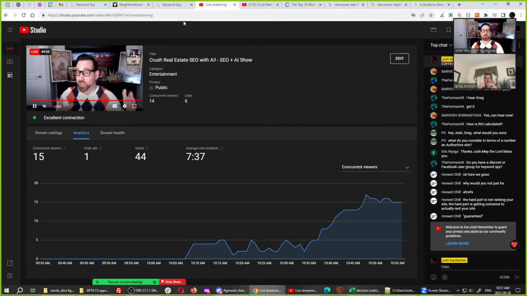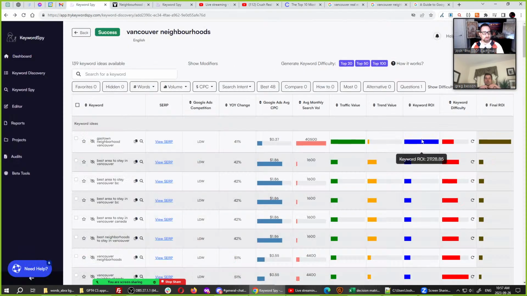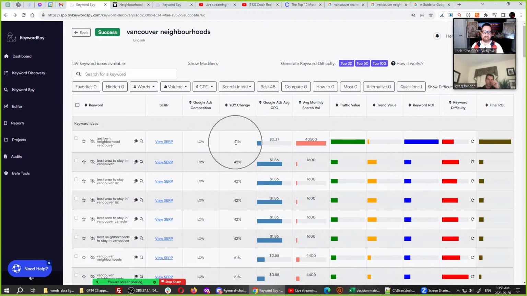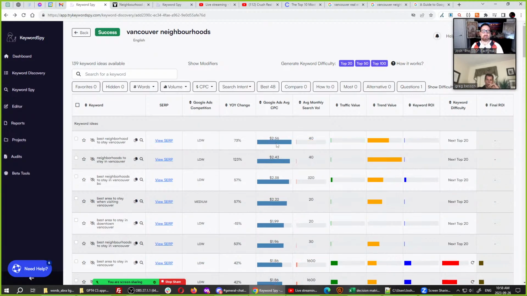The Furman asks, how is ROI calculated? Great question. So keyword ROI is calculated like this. It's monthly searches and/or the traffic, multiplied by the money, the average CPC, multiplied by the year over year change. So if it's hot here and hot here and hot here, that's what has the best keyword ROI, right? Because it's hot this year, people are buying it, people want it. People are hot to buy it and it costs more money and there's more money behind it if people are willing to bid more for it.